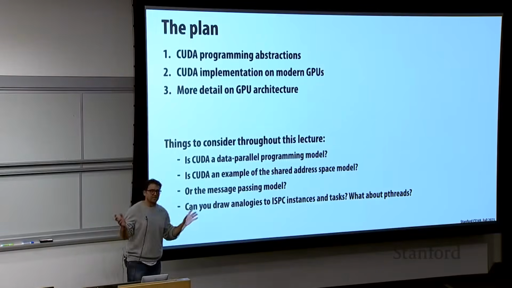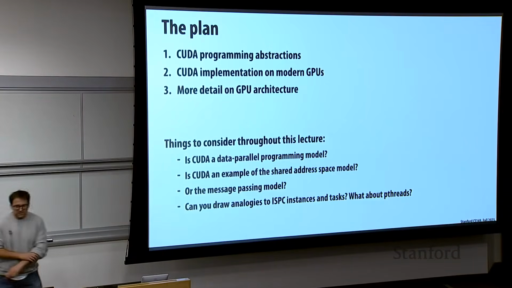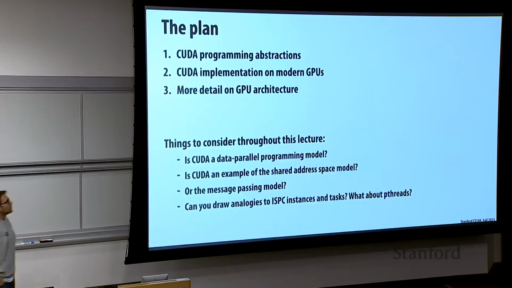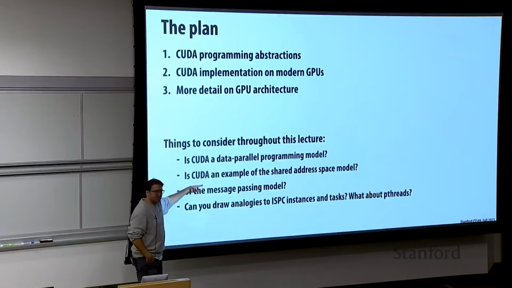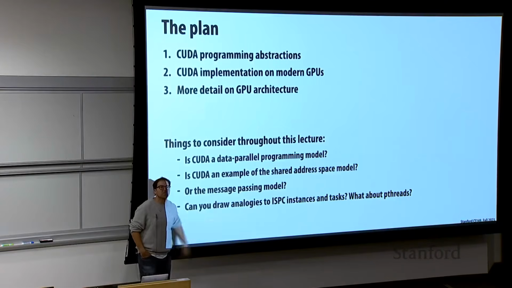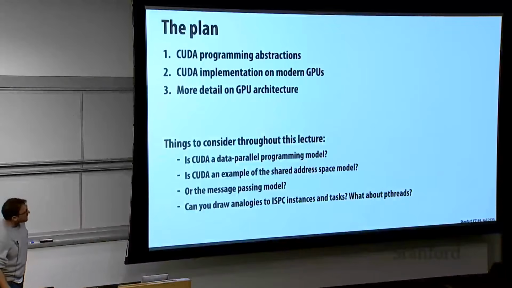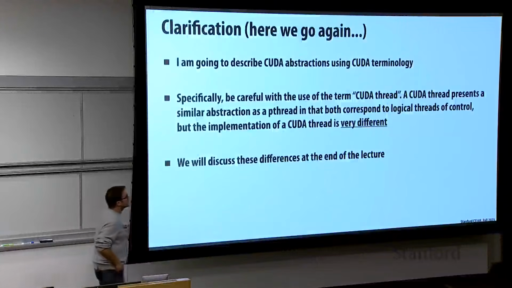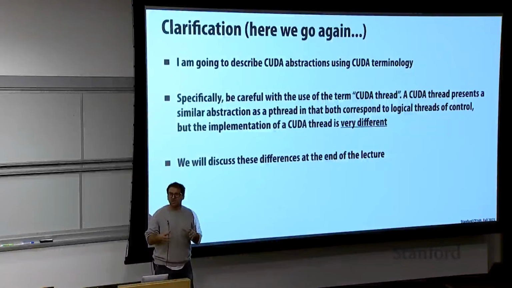Okay, so here's the plan. That's just some history, and that's where we are today with CUDA and why. So I'm going to talk a little bit about this programming model. And while you're thinking about it, I want you to think about: should I be thinking about this as data parallel? Should I be thinking about it as SPMD? Is this message passing or a shared address space? If you had to organize this in your head, how would you draw analogies to ISPC and some things that you know? And since we're talking about CUDA today, I'm going to use CUDA terminology.